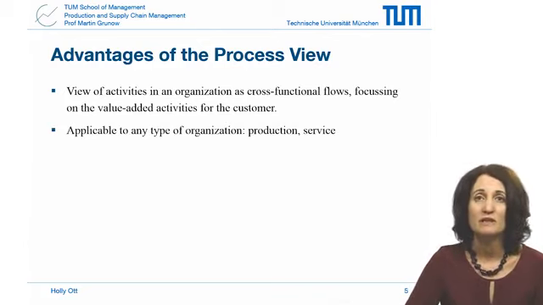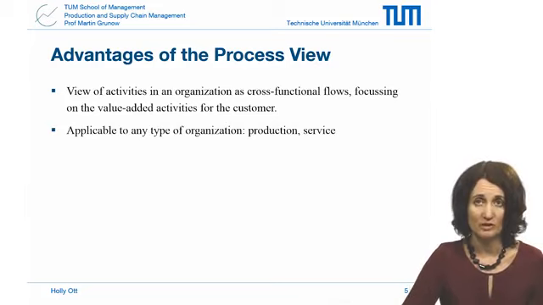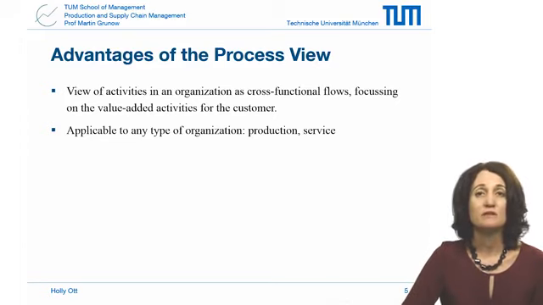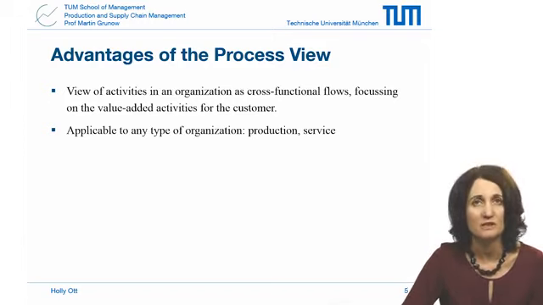Process views are also applicable to any type of organization. In production, we can think of producing, for example, our skateboard using a simple production flow. If we're in a bank and processing a loan application, there would be an approval process flow that needs to be followed. For purchasing raw materials, for example, you need to first identify your suppliers, receive different quotes, develop a contract with the supplier. There's a certain process flow that you have to follow.